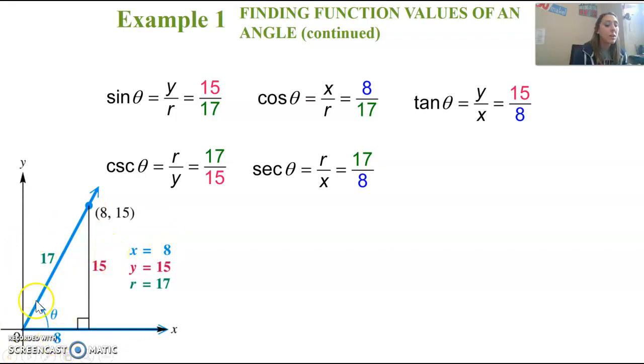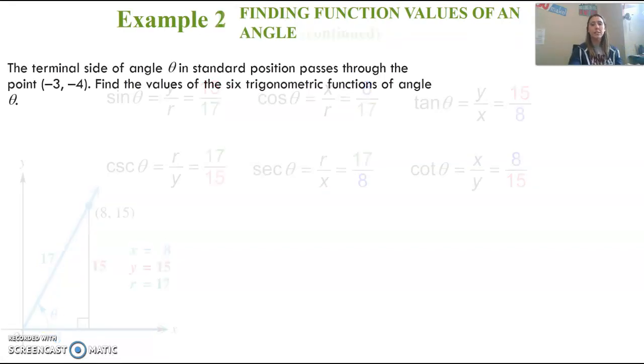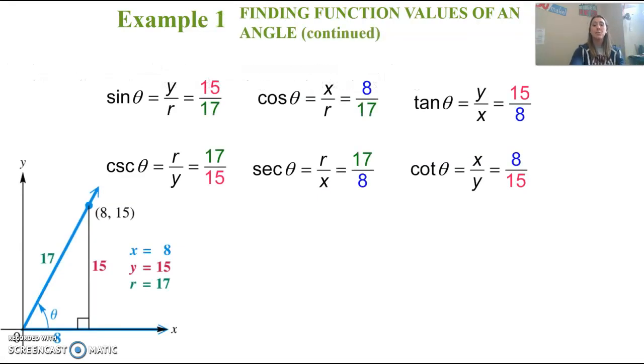Again, the angle that we're looking at is always going to be this angle right here. So we can move these around, but we're always going to be looking at that angle. It's that angle that's at the origin. And then our cotangent, of course, is the reciprocal.